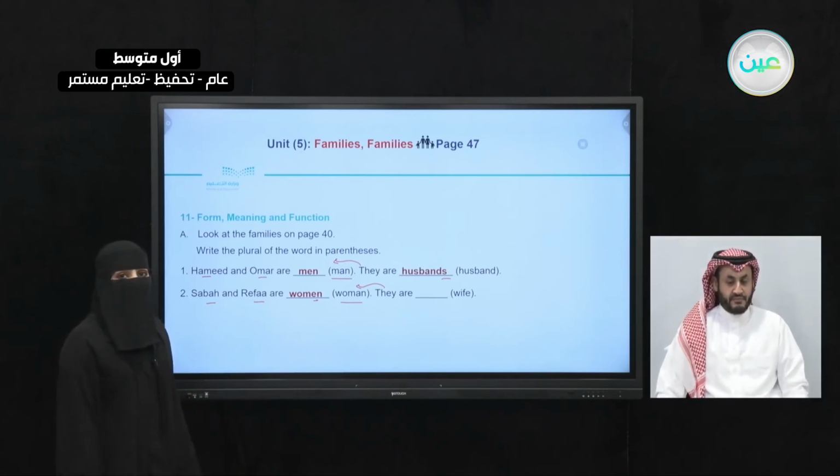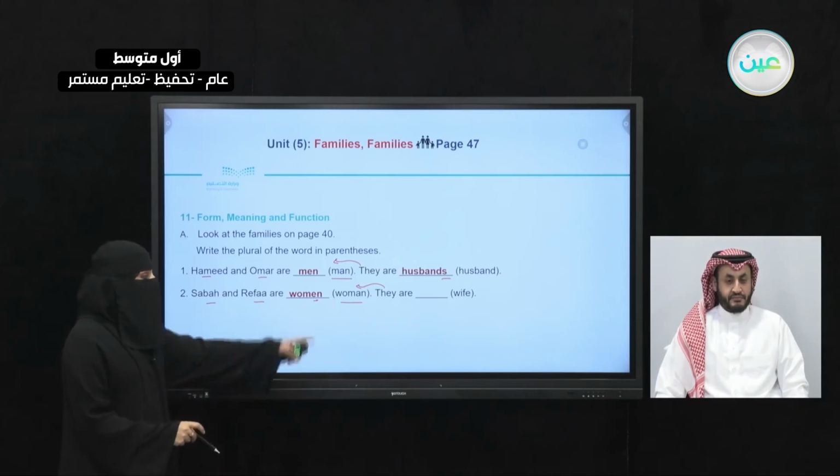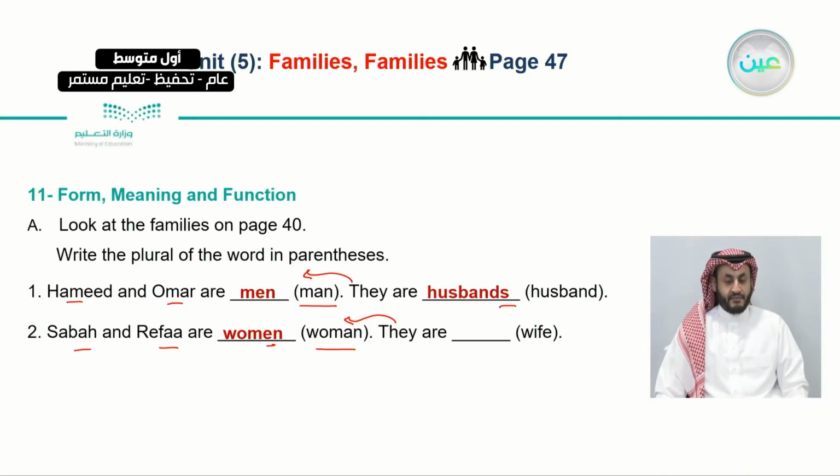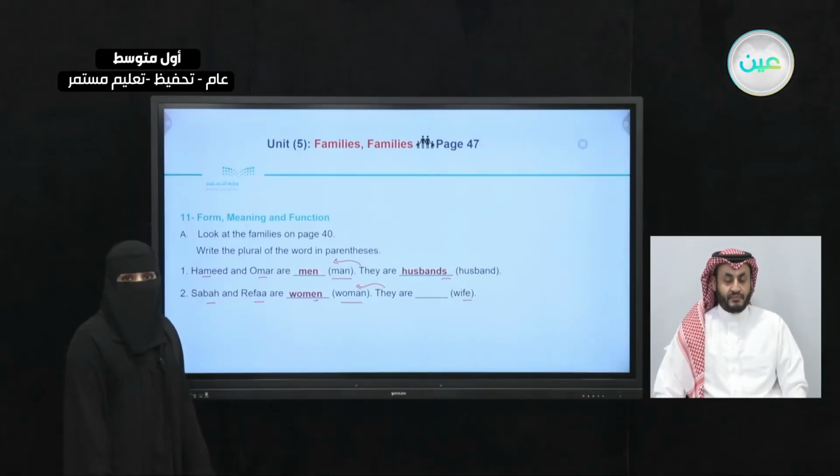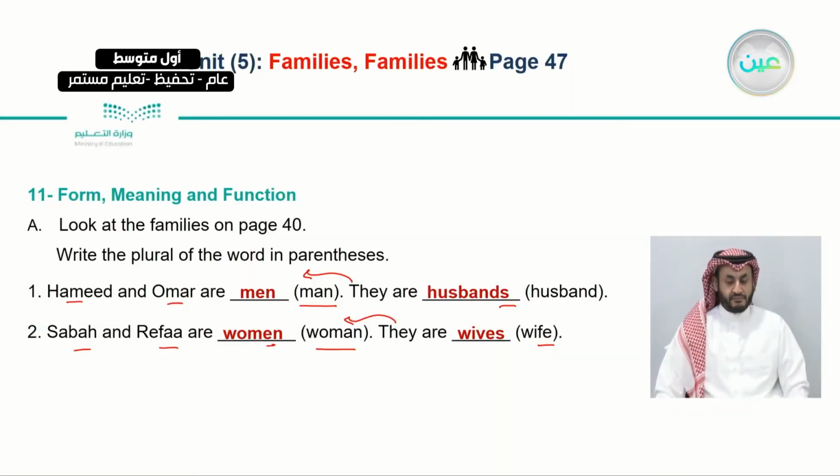They are wife, and wife is an irregular noun. In this case, what should I do? Have a look at the word wife. What did you notice here? It ends with an FE. So in this case, what should I do? Remember? Good job. Wives. The FE changes into VES, as you can see, in order to make it the plural form of irregular noun.